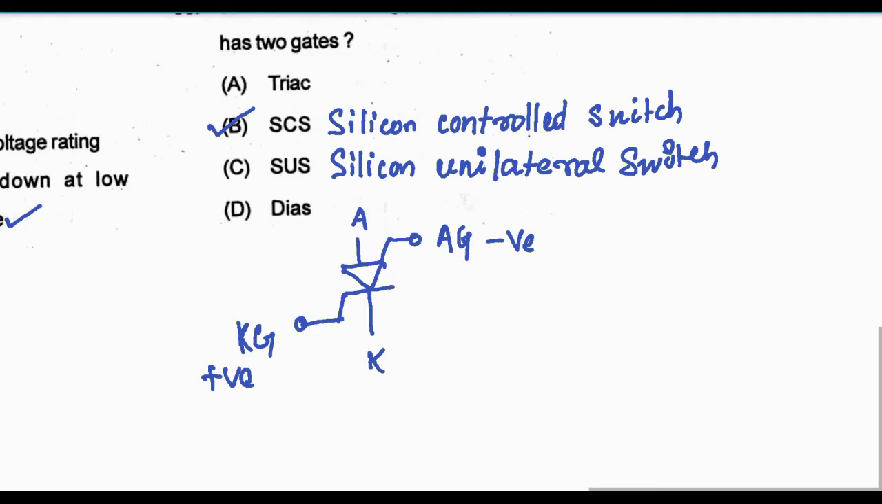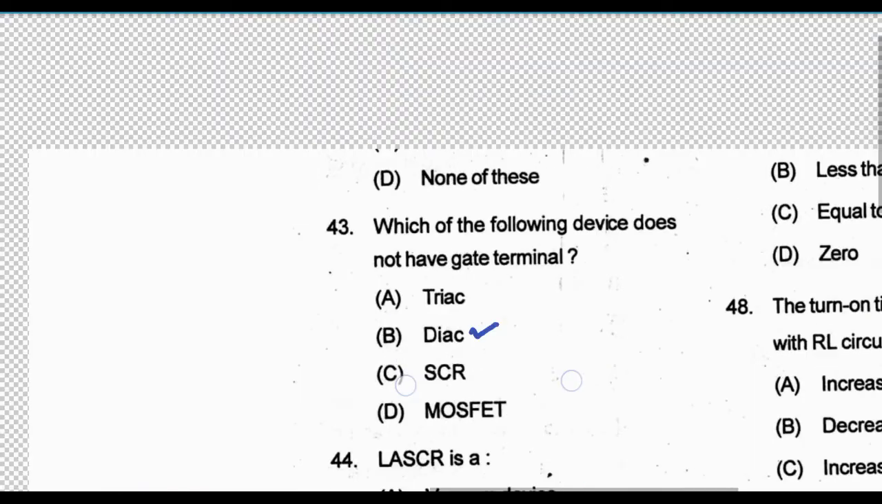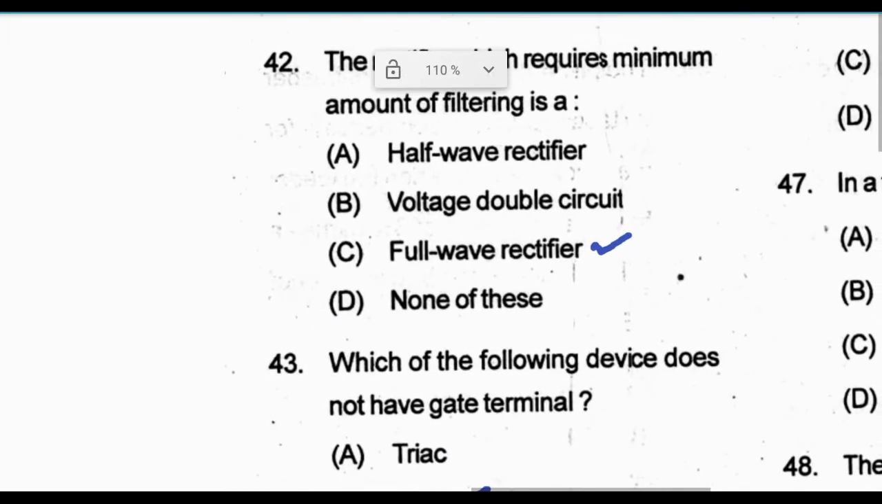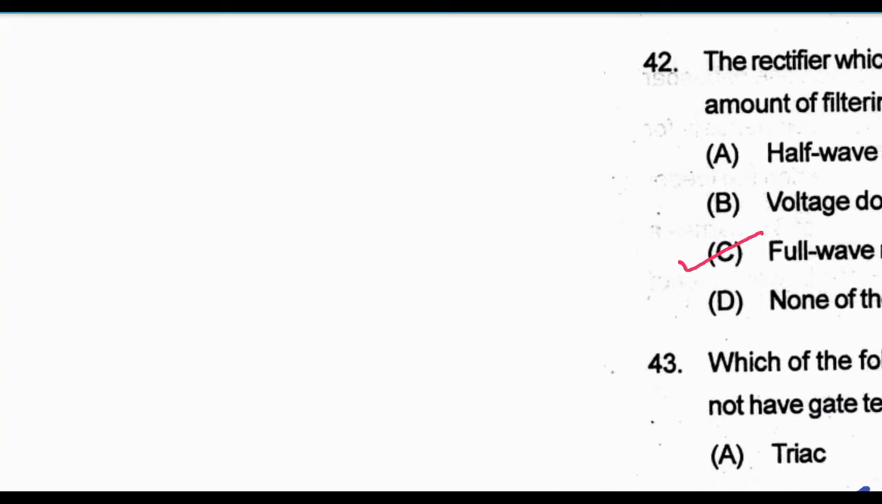Next question, question number 42. The rectifier which requires minimum amount of filtering is: half wave rectifier, voltage doubler circuit, full wave rectifier, none of these. So here it is the full wave rectifier, because please realize this one.